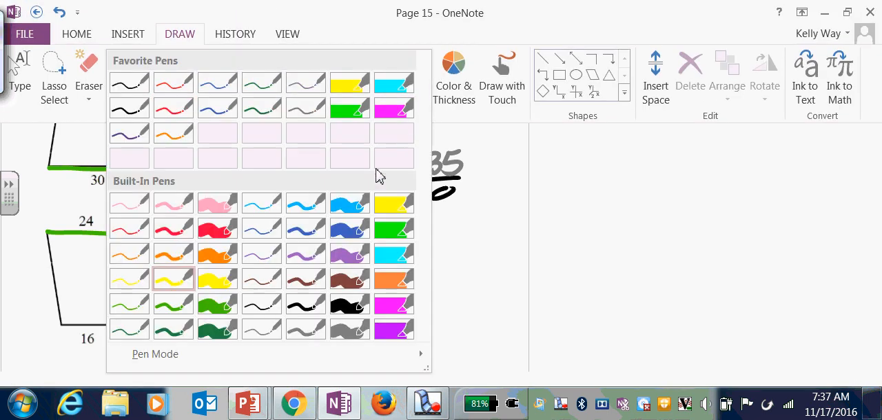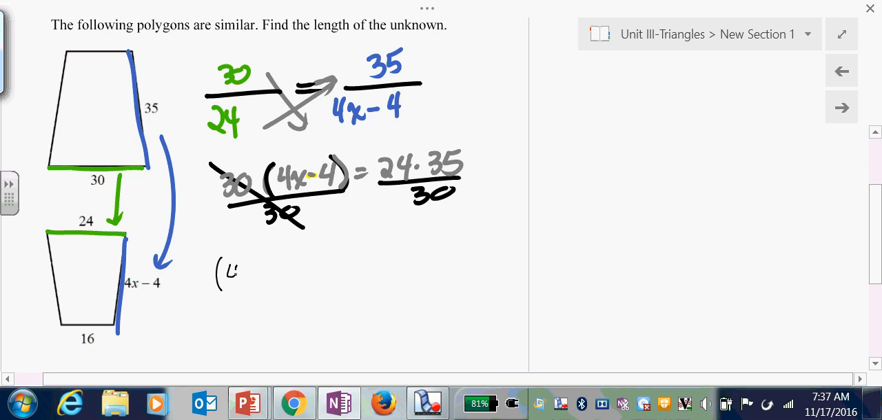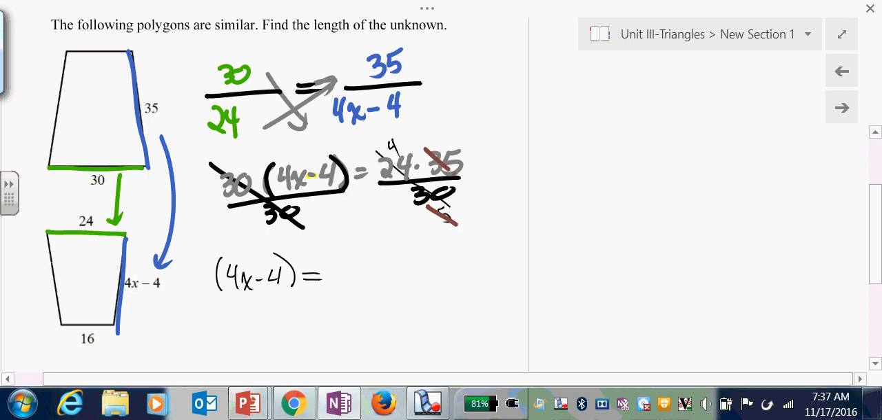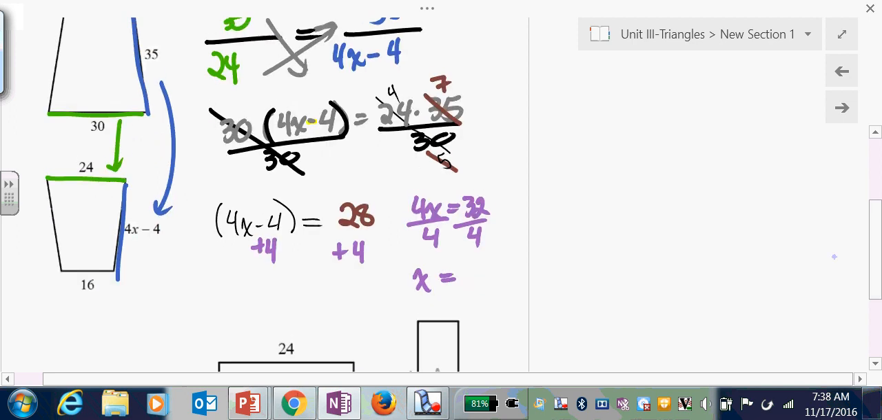So I come over here, next line, I have 4x minus 4. And this I'm going to go ahead and reduce. I know 6 goes in here 4 times and 6 goes in here 5 times. Then 5 goes in here 7 times, 4 times 7, that's 28. Now I'm going to go ahead and solve for x. I have 4x equals 32. And you should have gotten x equals 8.